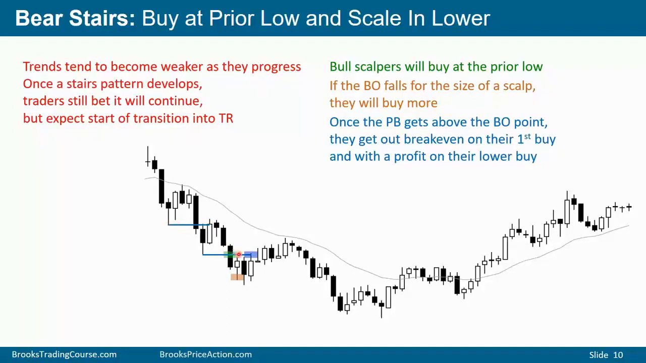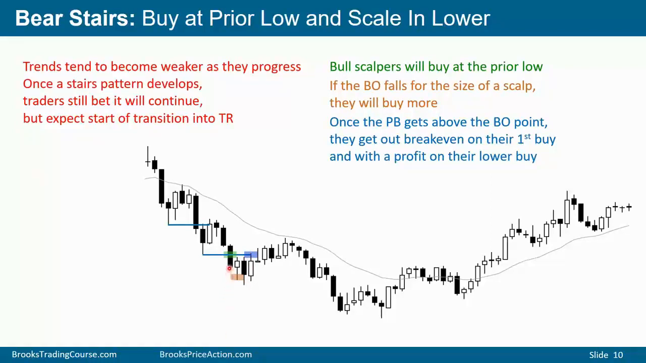Trends tend to become weaker, and therefore you get more trading range price action, and the overlap tends to become greater. They want to make at least the size of a scalp. If they buy here and buy more here, they'll place a limit order to get out break even at that low. They get out break even on this trade and with a profit on this lower entry.